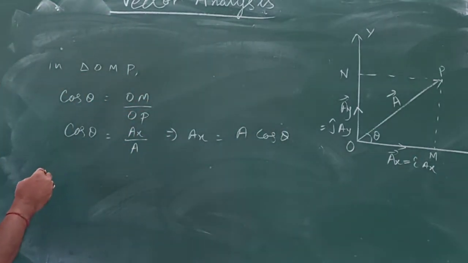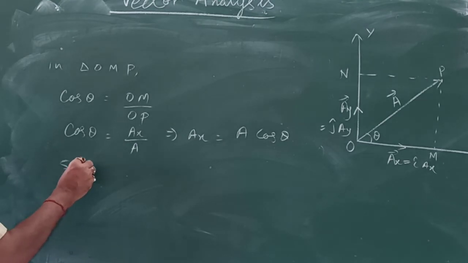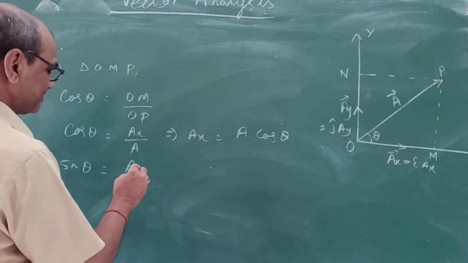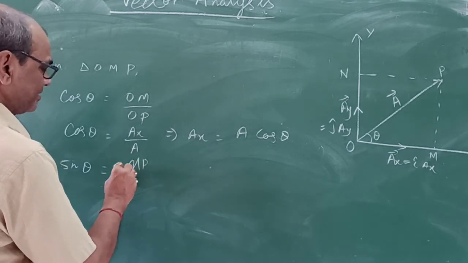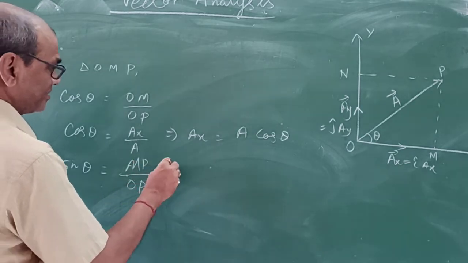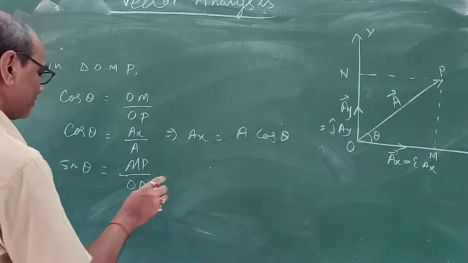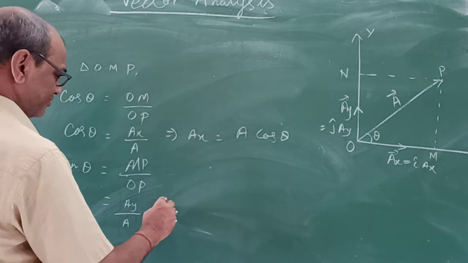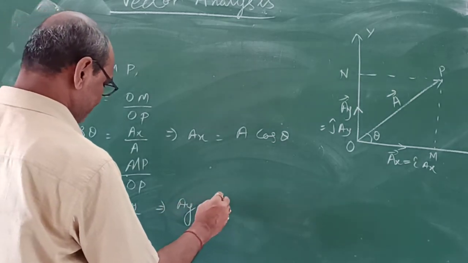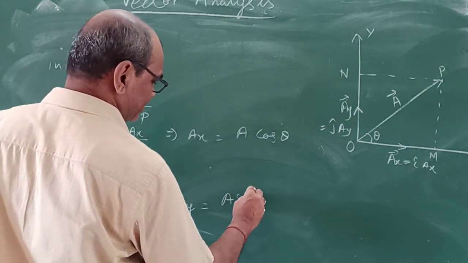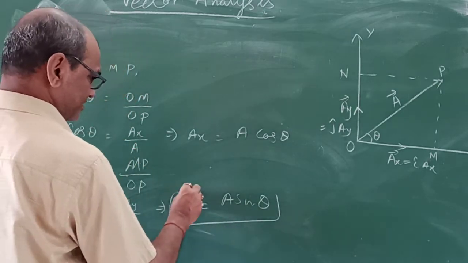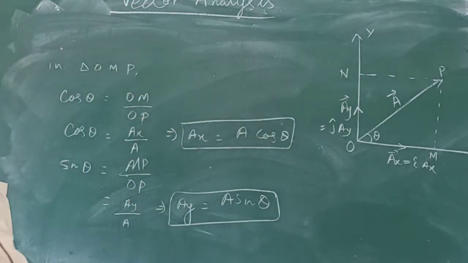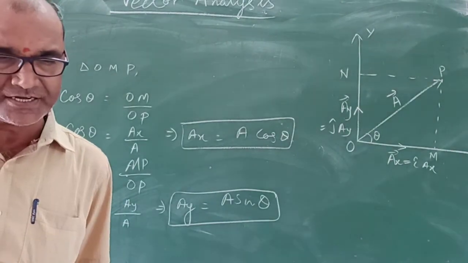Similarly, sin theta is equal to perpendicular by hypotenuse. MP by OP is equal to AY by A. Therefore, AY is equal to A sin theta. This is the equation: AX is equal to A cos theta, the X component.